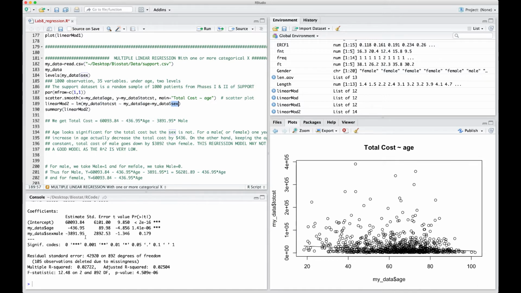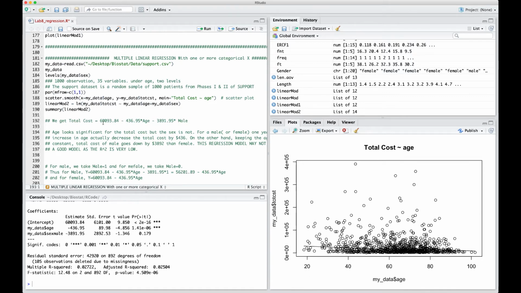You know that. And what do you think here? Yes, it looks like the age is significant for the total cost, but the sex male here, this is for sex male, okay? Sex is not significant. What does that mean? That means when the age increases, then the total cost decreases basically, okay? So what do I say here? We got the total cost is this model, okay?